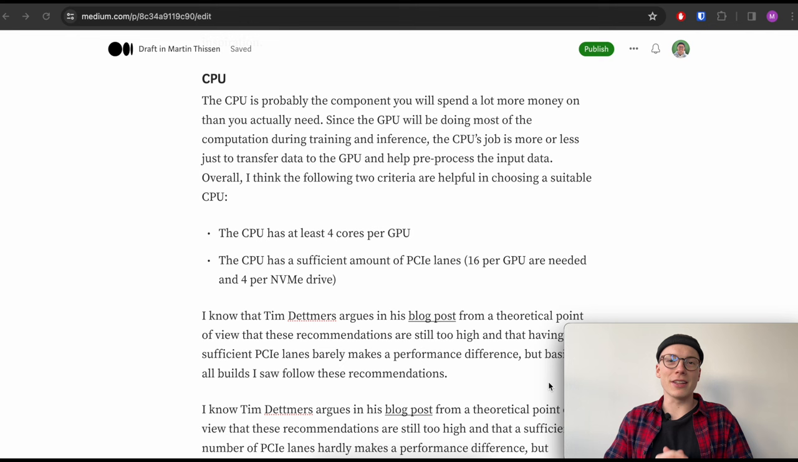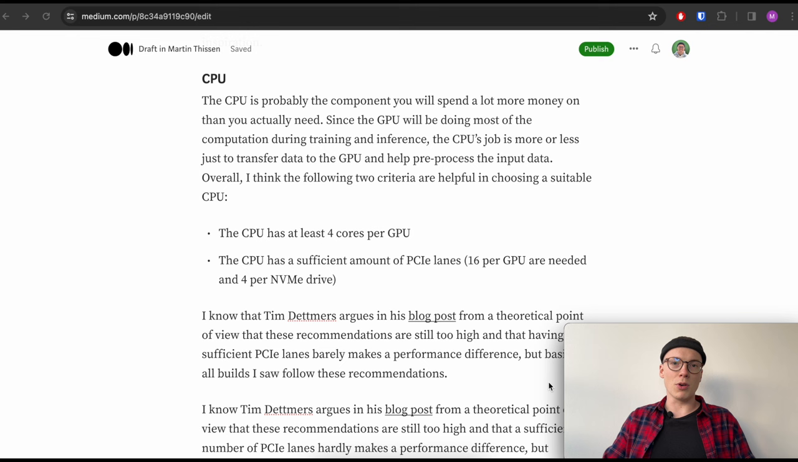The CPU is probably a component where you will spend way more money than you actually need to. This is because almost all the computation is done on the GPU. So the CPU's job is more or less just to transfer data to the GPU memory, or the VRAM, and to help pre-process input data. For this reason, from my understanding, there are only two criteria that I would recommend you look for. The first is that you have at least 4 cores per GPU. So for example, if you have a 4 GPU setup, you would need at least a 16 core CPU. The second is to have a sufficient amount of PCIe lanes, where one GPU ideally requires 16 PCIe lanes, and one NVMe drive requires 4 additional lanes.